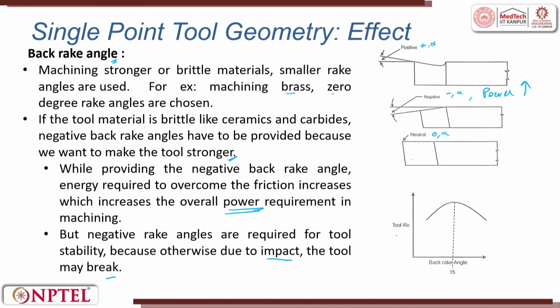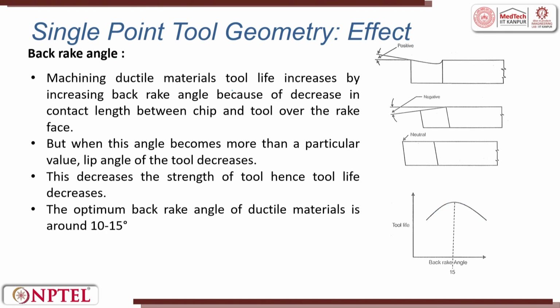Here, if you look at the tool life against back rake angle, there is a maxima at one point. The tool life increases, reaches a maxima, and then reduces. So, back rake angle has an influence on the tool life. When machining ductile material, tool life increases by increasing the back rake because the contact length between the chip and the tool over the rake face decreases.